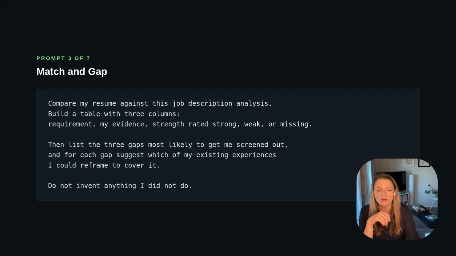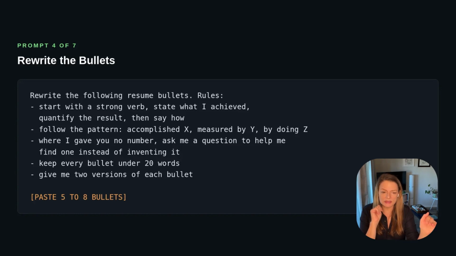Okay, prompt 4. Rewrite the bullets. This point is the natural time to have the rewrite, not before. Pick your 5 to 8 weakest bullets. The audit already told you which ones. Put them in the formula: accomplished X measured by Y by doing Z. Numbers beat adjectives every time. And the prompt is rewrite the following resume bullets. Remember, 5 to 8. Keep every bullet under 20 words. Maybe even make your limit a little shorter, 15 words.